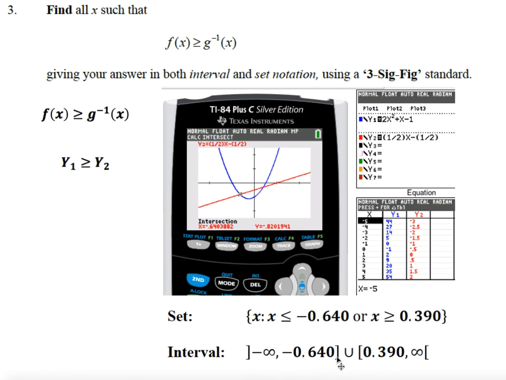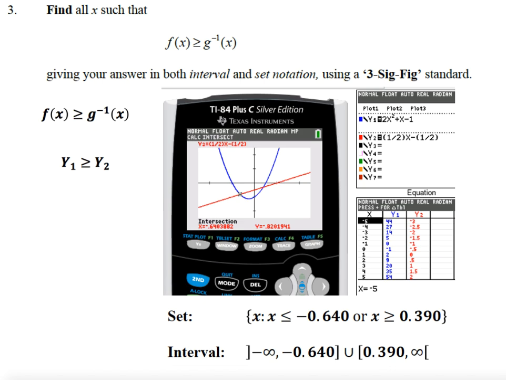Interval notation is trying to say it's the union between two sets. You can see non-inclusive of negative infinity, so that's saying all the way from negative infinity, comma, up to and inclusive of this value here, negative 0.640, and then jump over this middle place, and you're uniting that with being inclusive of the 0.390, because that was right here, and then everything to the right. That's interval notation. That's one way to exploit the solution using the GDC.